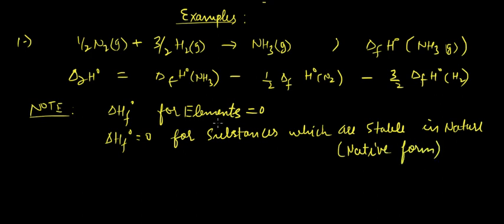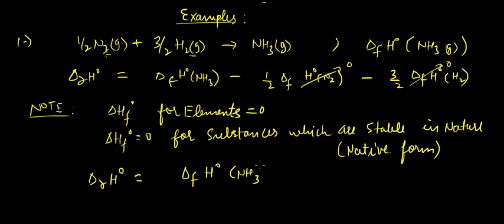Okay, so we can see that N2 and H2 are in the native form in nature, or in the elemental form. So we can say that these two terms would be 0, and in this case delta_r H naught would be simply equal to delta_f H naught of NH3. This is just at standard states. Okay.